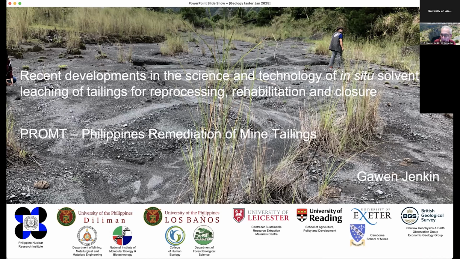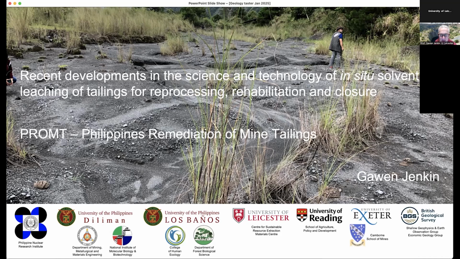And sometimes we're not always looking at rocks. Sometimes we're looking at the environmental impacts of mining and crushed rocks. And what we're looking at here is mine tailings, the crushed up material that's left over after we've mined it and extracted out most of the metals that we're interested in. This is a big project that I'm running in the Philippines with Filipino partners and partners in the UK.